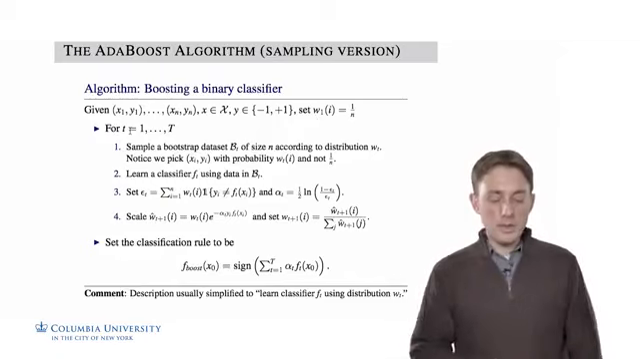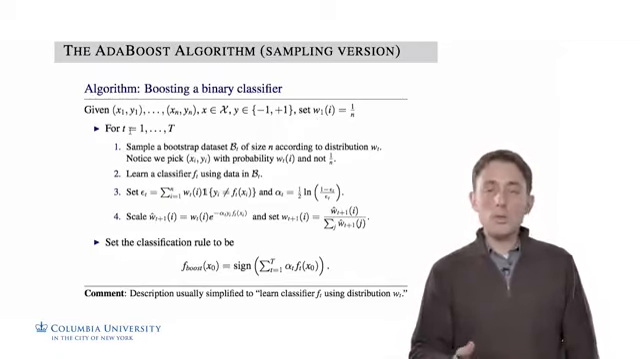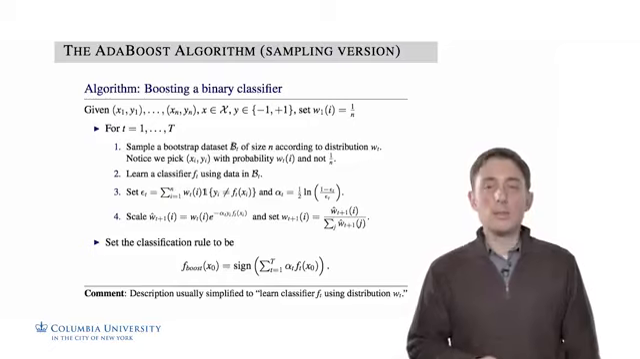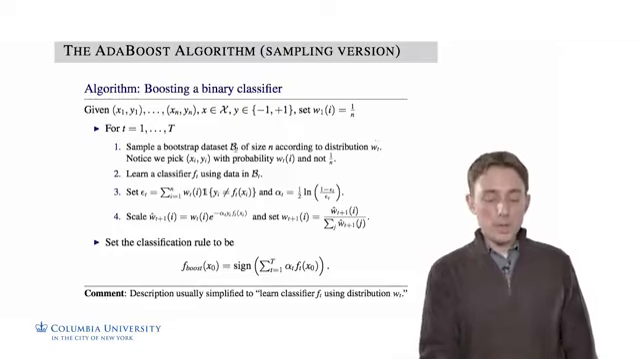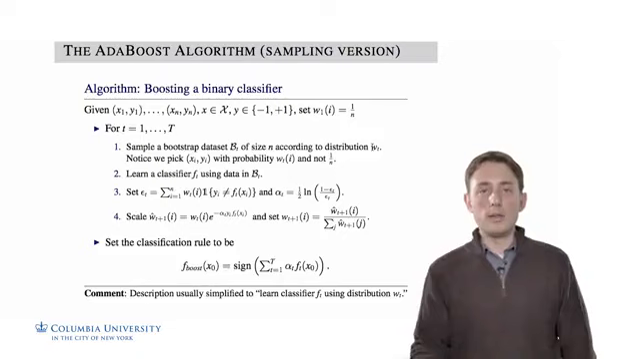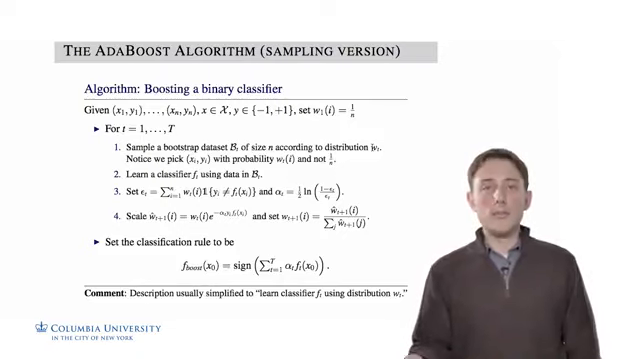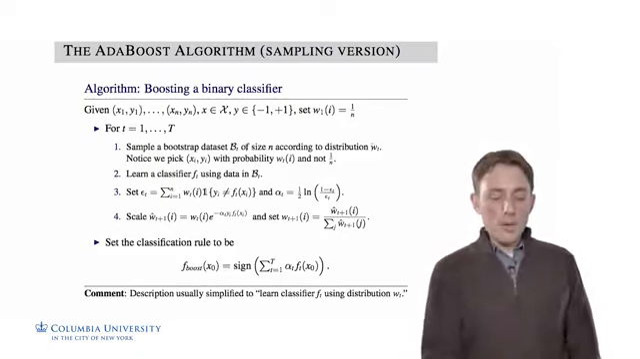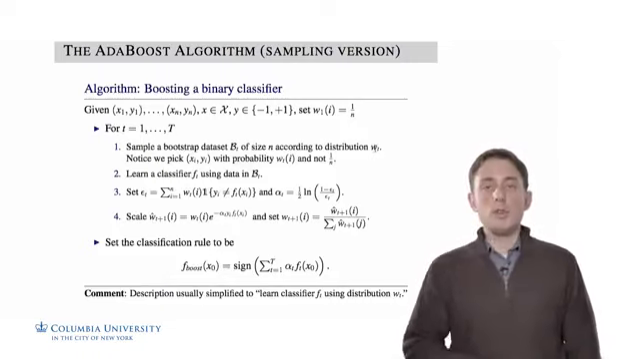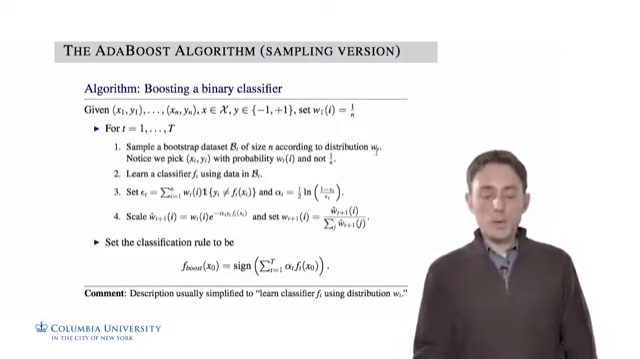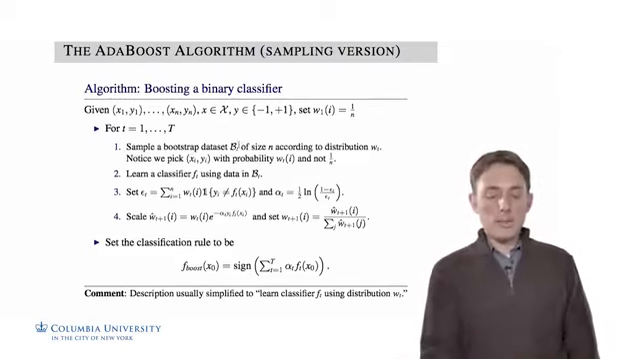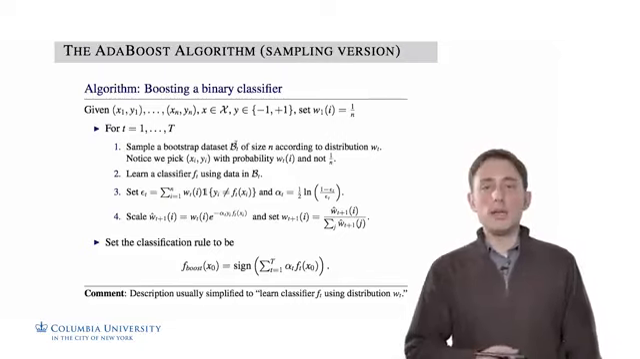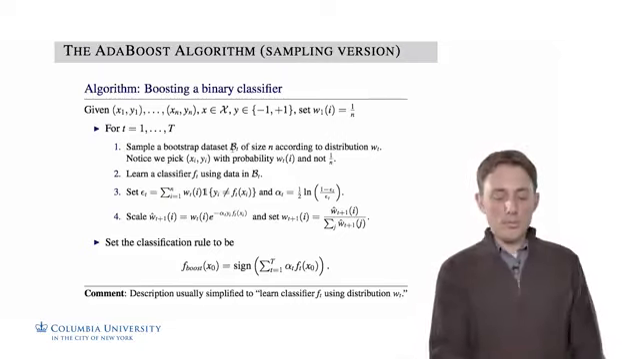So for iteration t, a particular iteration, what we do is we sample a bootstrap data set of size n according to the distribution w_t. So in the first iteration, we sample a bootstrap data set of size n using a uniform distribution on our data. So that's the idea from bagging. However, at iteration t, this distribution on the data might be different. And so whatever the distribution on our data set is at iteration t, we sample n times from that to construct a bootstrapped sample b_t.